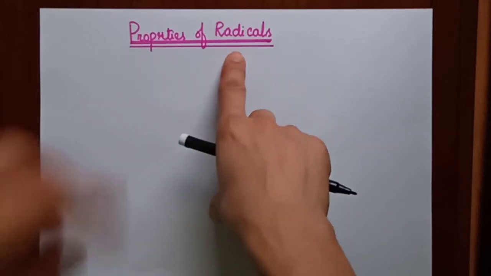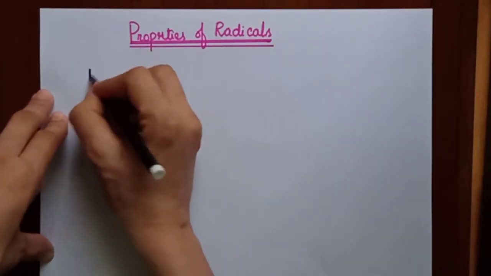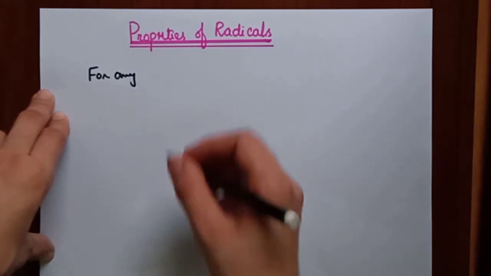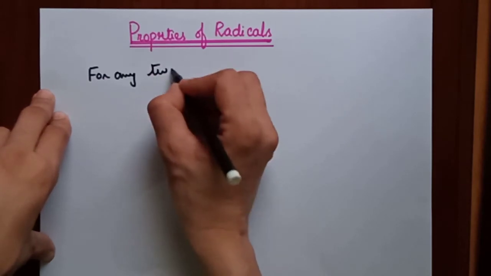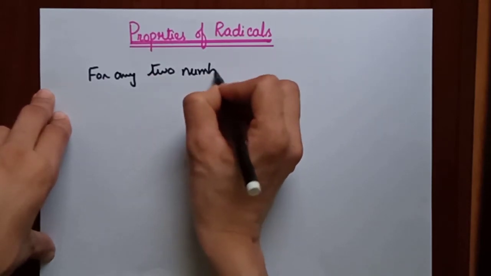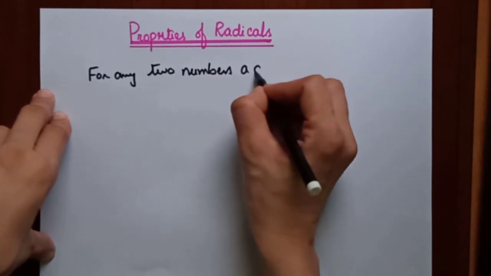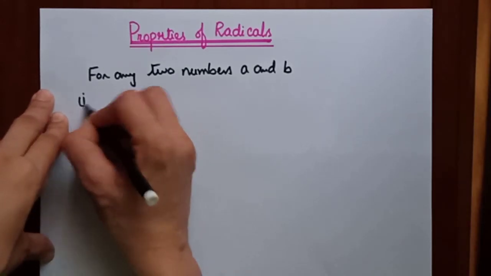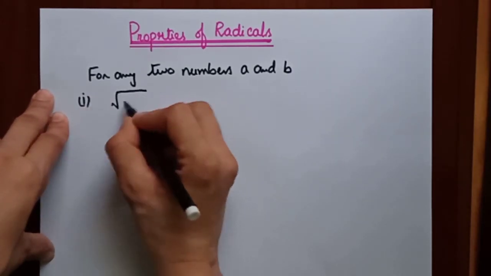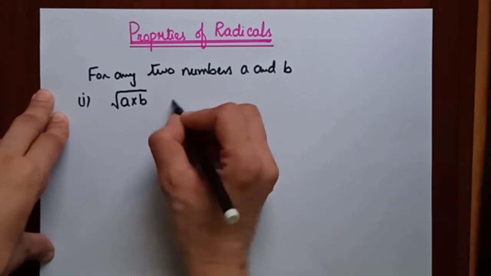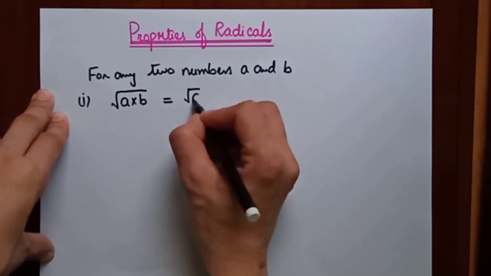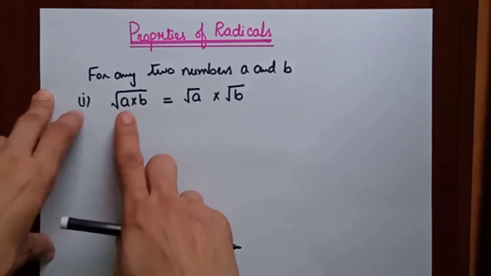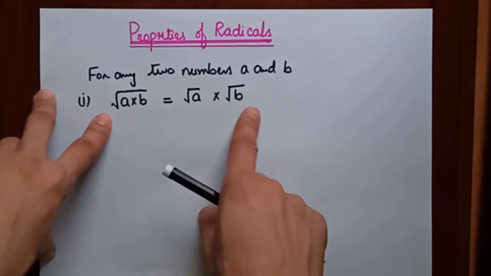Now look at the properties of radicals. For any two numbers a and b, the first property of radical is: square root of a into b is equal to square root of a into square root of b. It means we can separate the square root on both values.